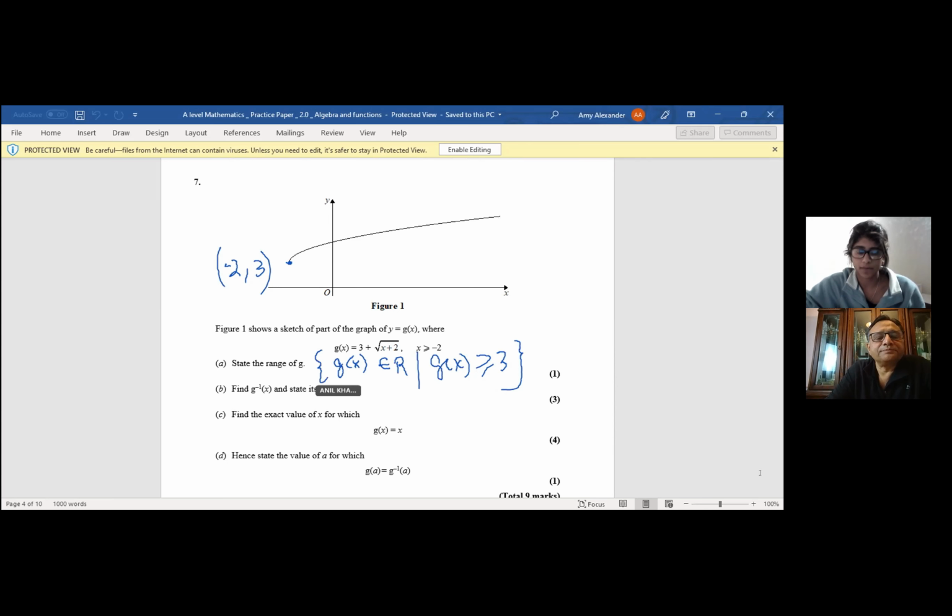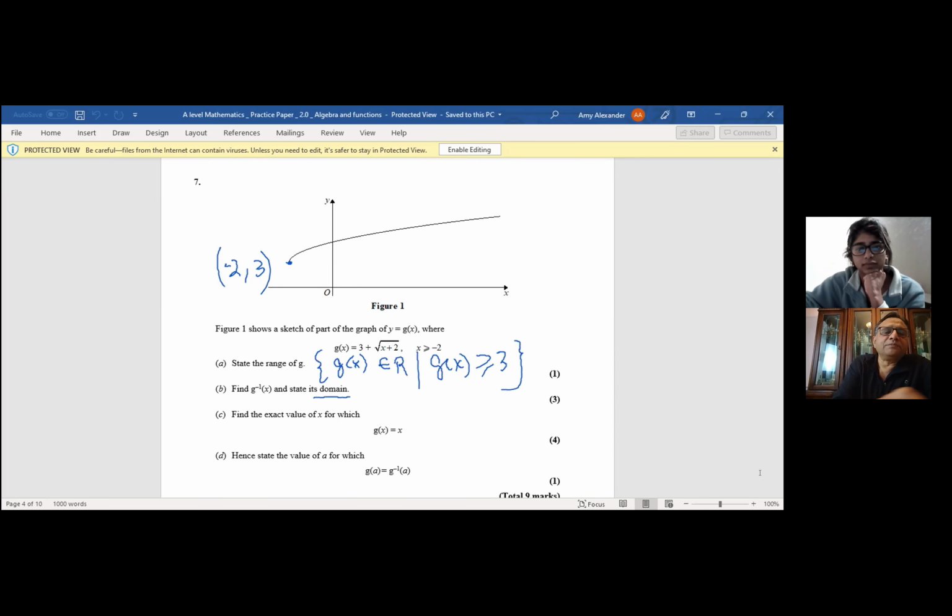Next statement. Right. Part B. Find the inverse of g(x) and then state its domain. Perfect. Okay. Now, this is actually a very important question. When you do the inverse, then domain and range will swap. Do you understand?